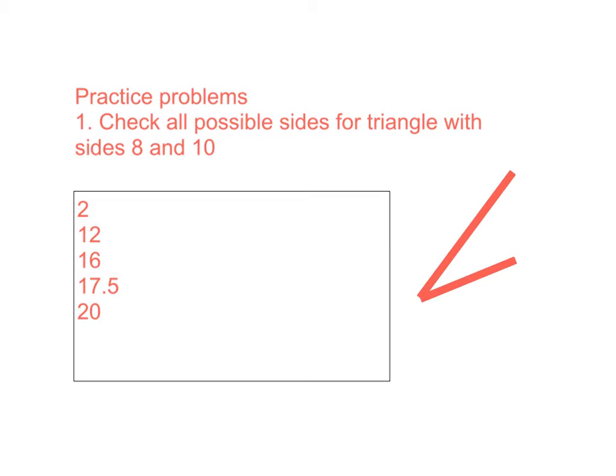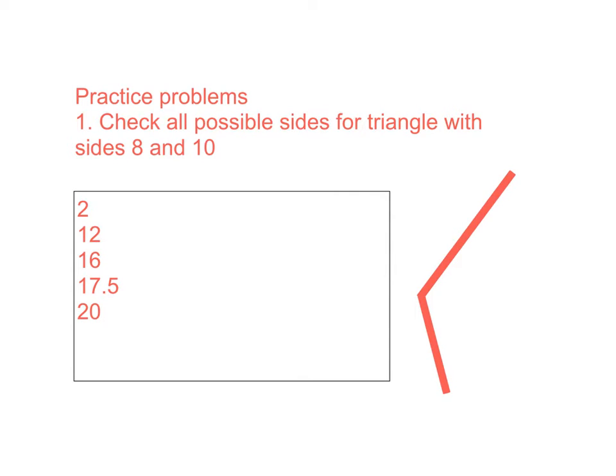So here's a practice problem for you to think about. It says check all possible sides for a triangle with sides 8 and 10. So take a look over here. Let's just say this is our triangle. Well, it's the triangle we want to form, and we already have two sides. And so we want to know the possible third sides. Now this triangle could be acute, it could be right, it could actually be obtuse. Take a look. But whatever the case, we need to figure out all the possible third sides.